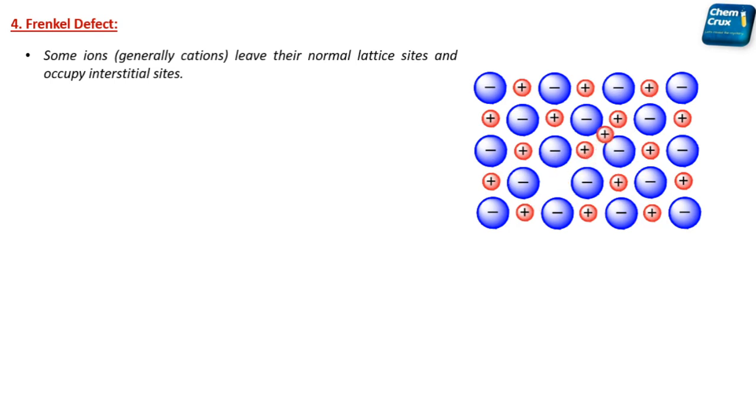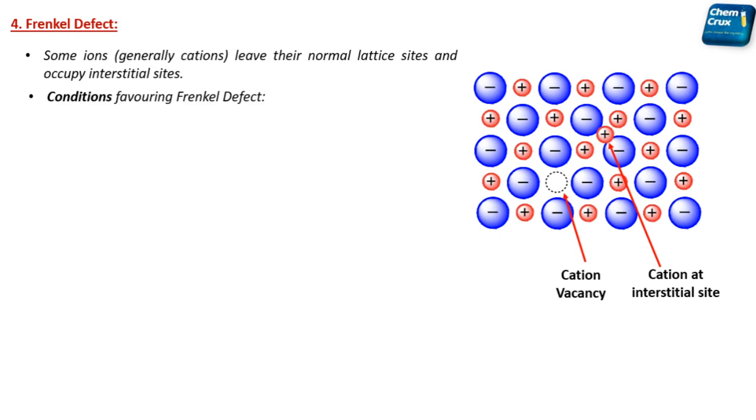So, this cation is not present in its own lattice site but is present at some interstitial site, thus giving rise to Frenkel defect. Since no ions are missing from the crystal lattice, but this cation is present at some other site and not in its own lattice site, the overall electrical neutrality is same, right? So, the position from where the cation is missing is called cation vacancy, and this is the cation at the interstitial site. Now, coming to conditions favoring Frenkel defect.